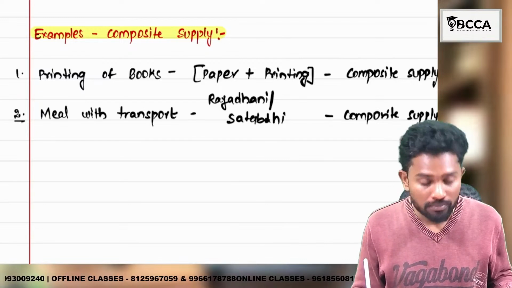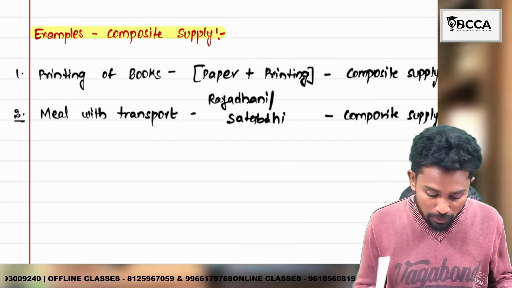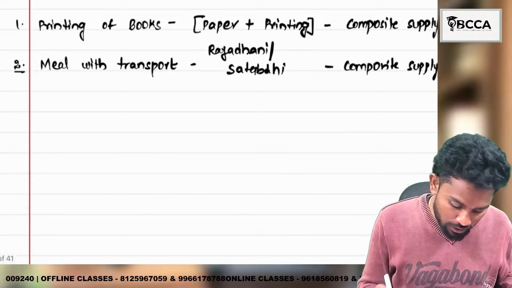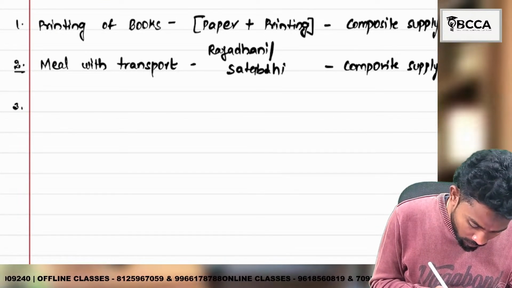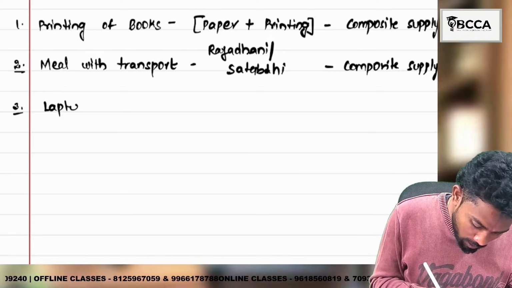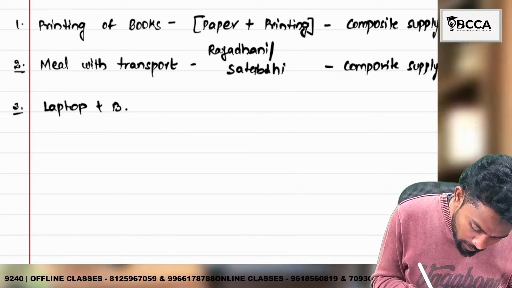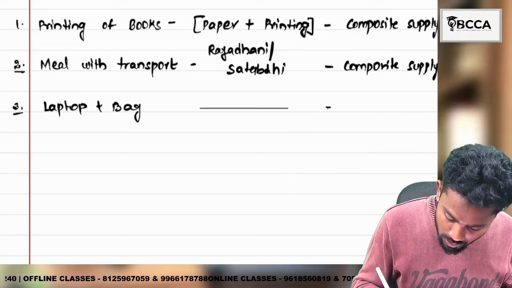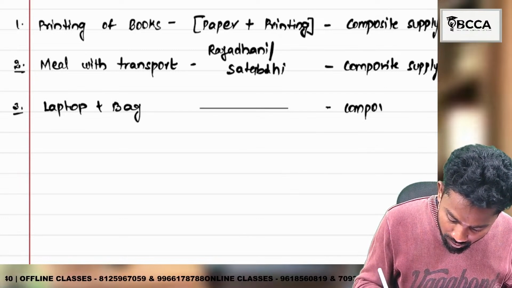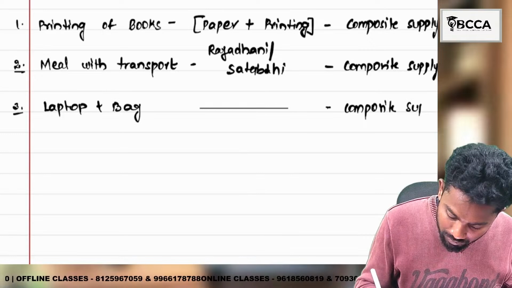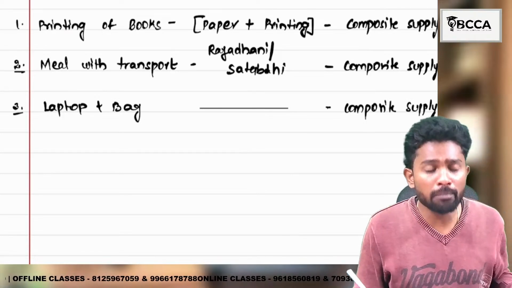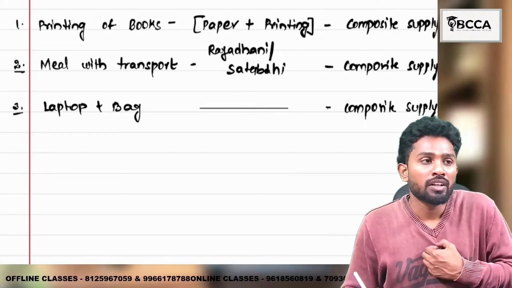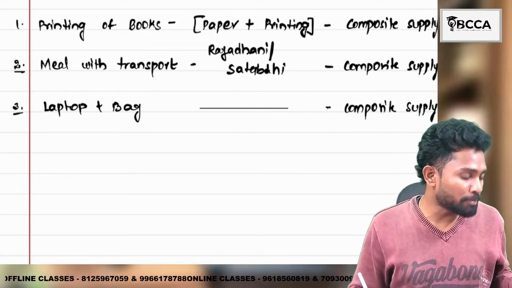Printing of books, it's also a composite supply. So here meal with transport, meal and transport both are there. Composite supply. Third one, a laptop supplied along with the bag. So when you bought a laptop, you have been given a bag as well. So then that is also called a composite supply only. Along with the purchase of laptop, a bag is given. That is the usual thing. Whenever you went to a store and purchased a laptop, expecting a bag is a usual expectation.